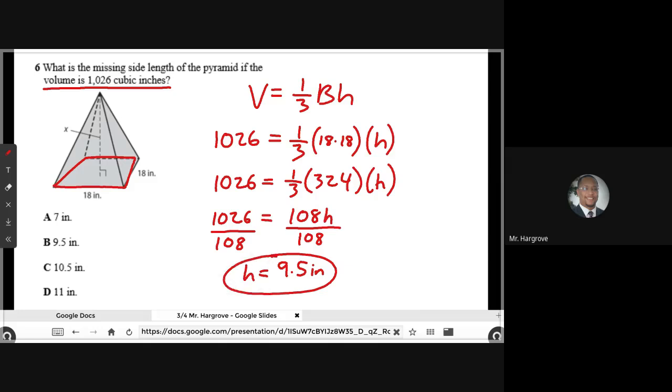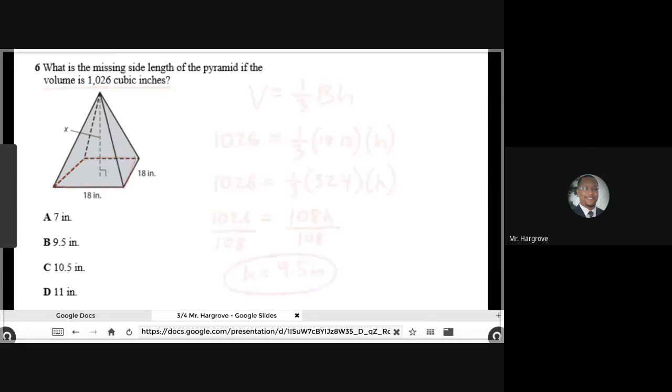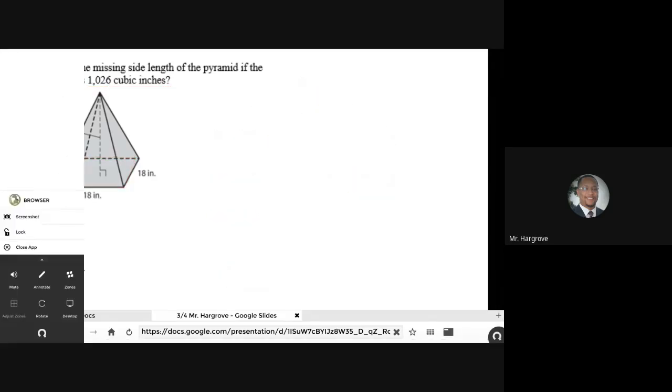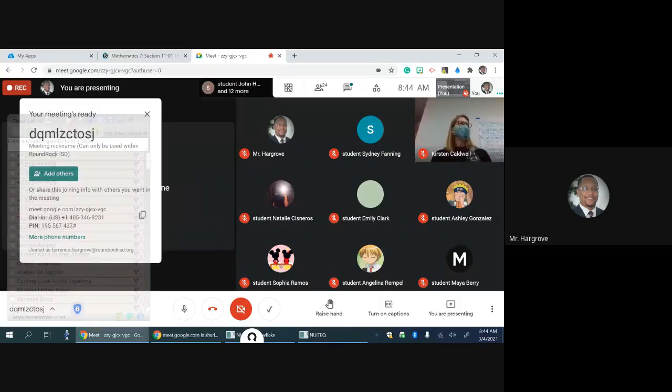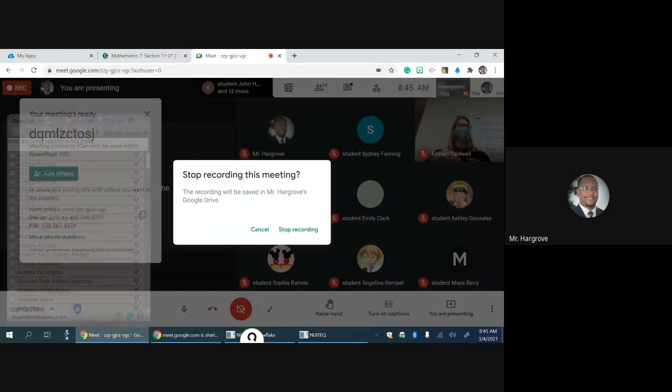So that is how you solve problems where they give you volume and they want you to find the missing piece. You're going to notice in today's assignment that you have a number of problems that ask you to do just this. So at this time, I'm going to get you started on it. Stop that recording.